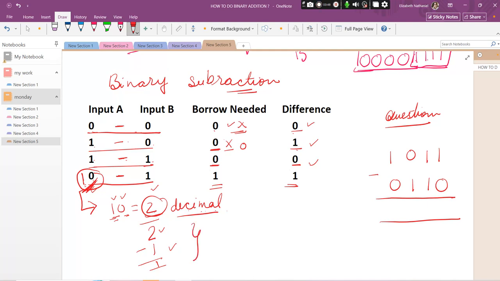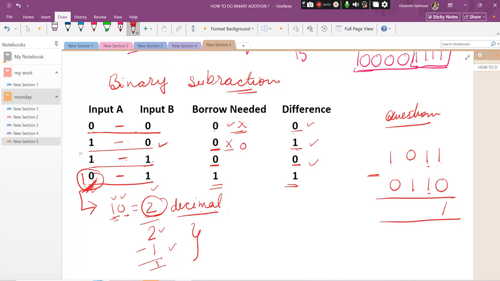Can we come to the question now? What is the question? 1 0 1 1, and below it is 0 1 1 0. Now how are we going to solve this problem? Let's see here. 1 and 0, so where is the combination 1 and 0? Let's come here. When 1 and 0 is here, what will be the answer? It will be as usual 1. Then let's see what the other combination is. It is 1, also 1.